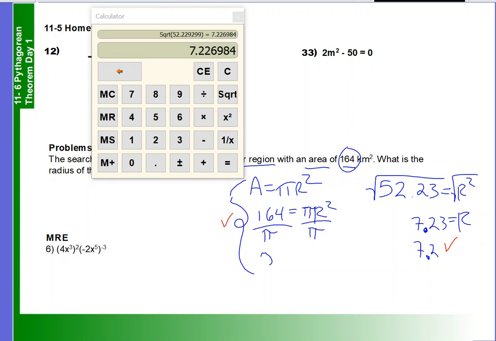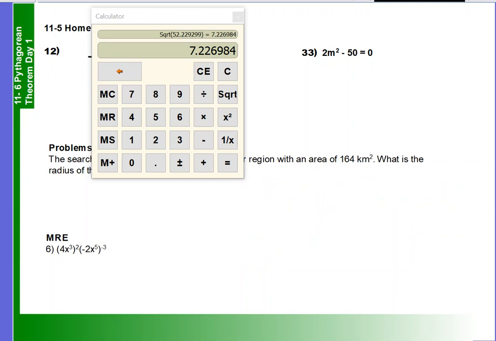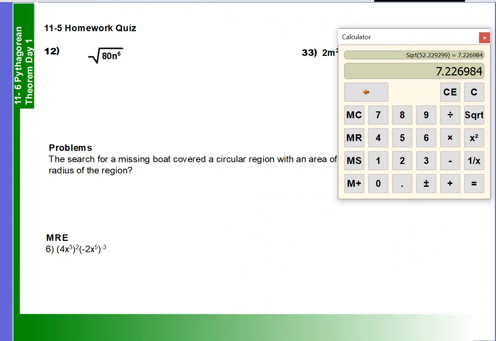And then finally, mixed review exercise. So this problem is a little bit different than the one we saw yesterday because we are using three rules of exponents.